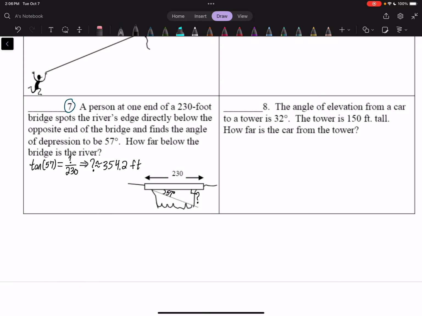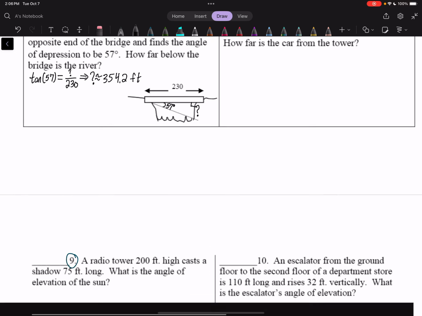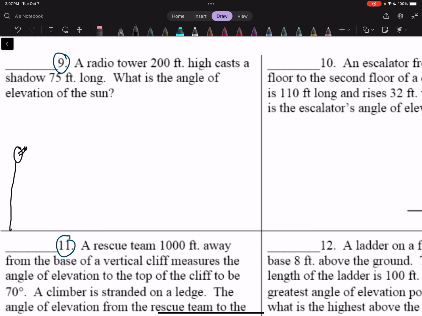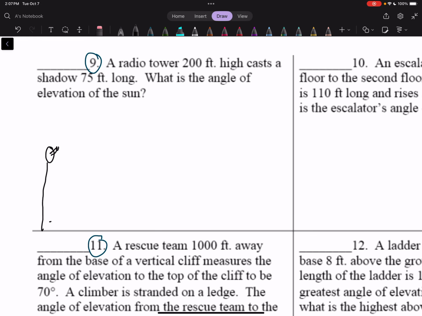Try number 8. And let's go look at number 9. A radio tower 200 feet high casts a shadow 75 feet long. What is the angle of elevation of the sun? Now I have a tower. That'll work. That's my radio tower. And I know it's going to cast a 75-foot shadow.